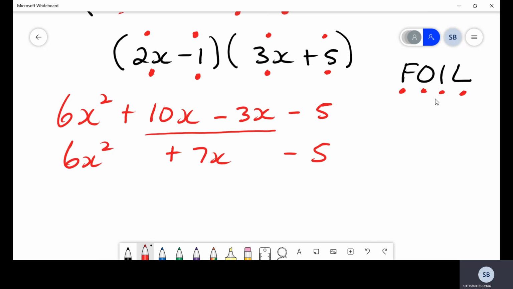And that's how you'll use FOIL to distribute brackets. I hope this session was very helpful. I hope you guys were able to get the hang of it.